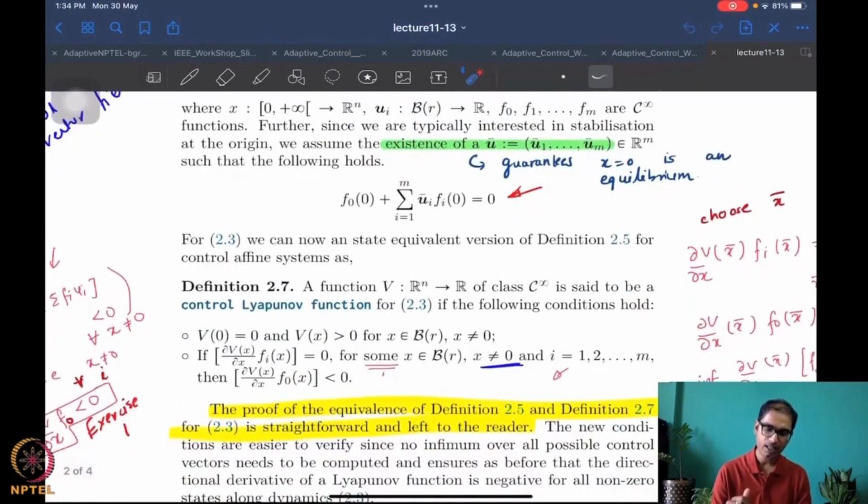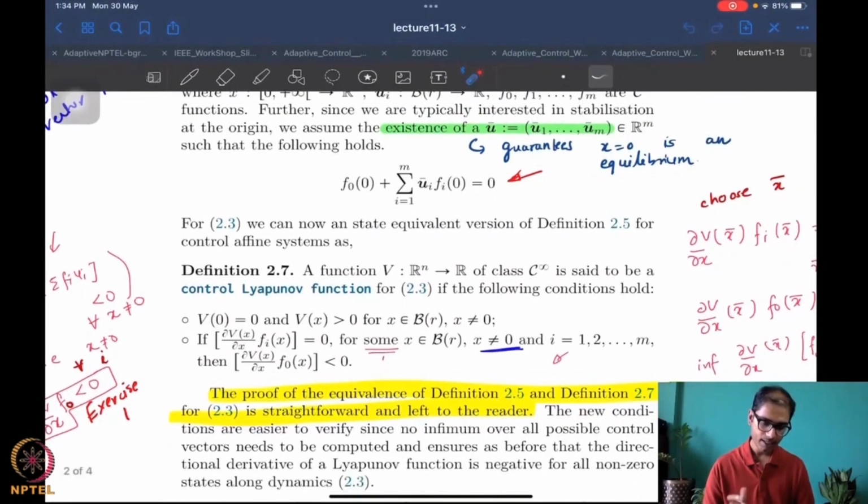Then we define a control Lyapunov function for this system as a function V, which again takes the states and maps to real numbers, and is assumed to be smooth. C infinity means smooth function, such that it is 0 at 0 and it is positive definite for all x in some local domain around the origin. B_r is basically a ball of radius r around the origin. So this is standard positive definiteness.